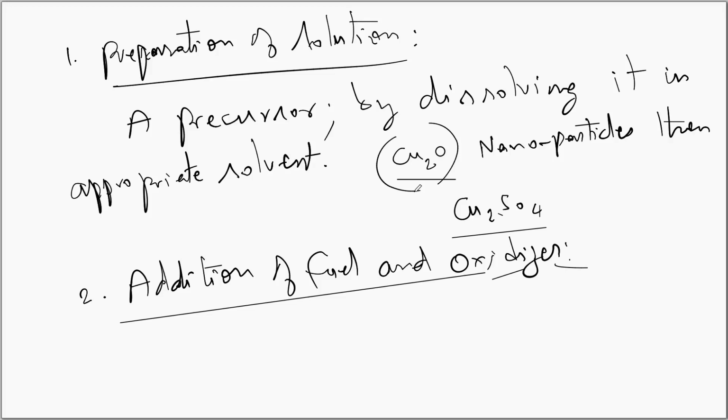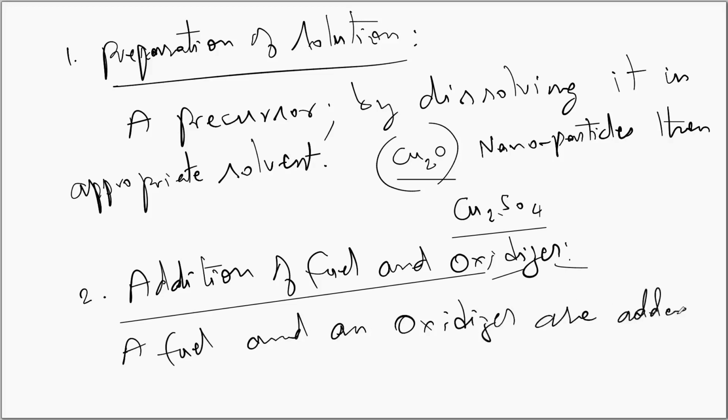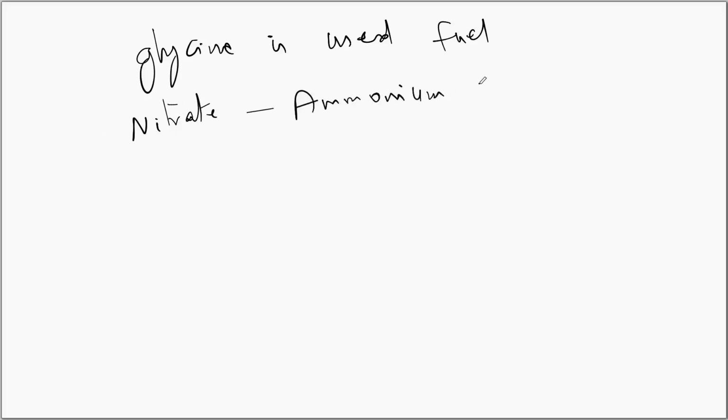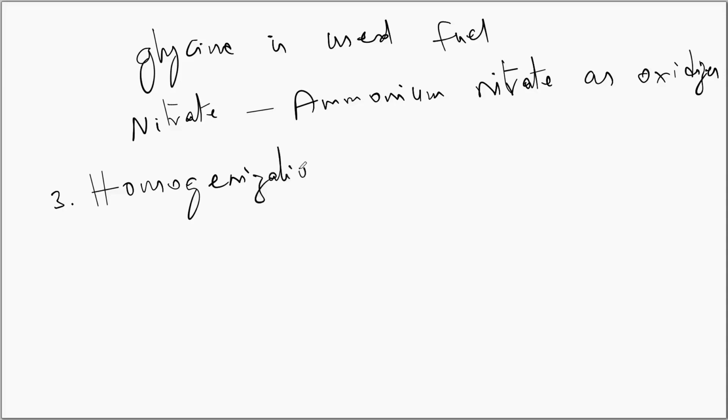A fuel and an oxidizer are added to the precursor solution. Fuels such as glycine are used. We generally use nitrates as oxidizers. Namely, we use ammonium nitrate as oxidizer. The third step is homogenization. The mixture is thoroughly mixed to ensure the uniform distribution of all components.